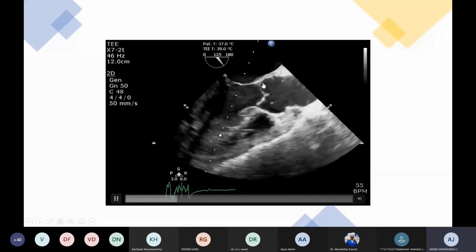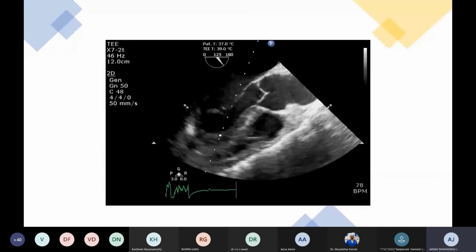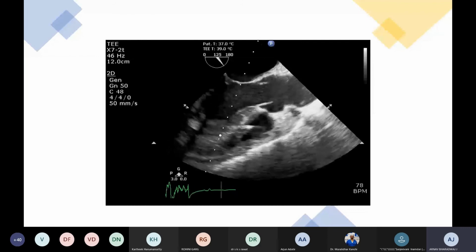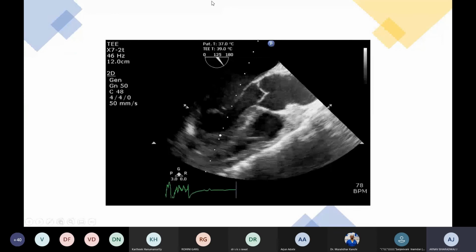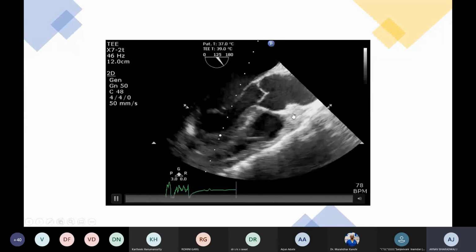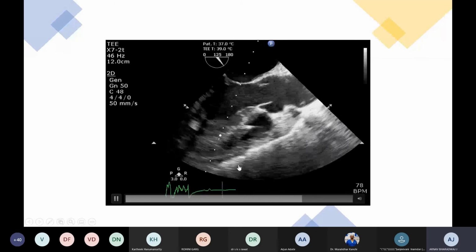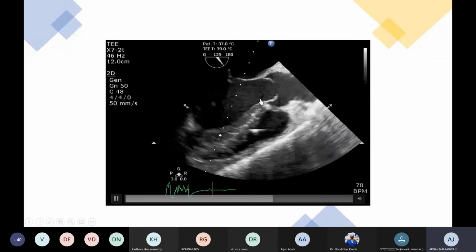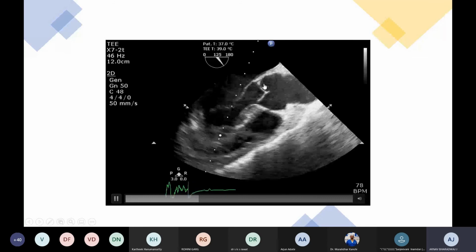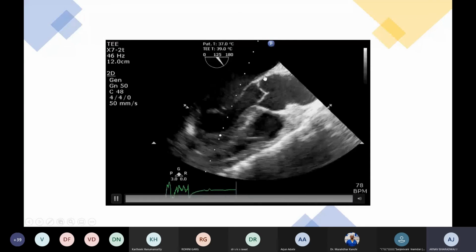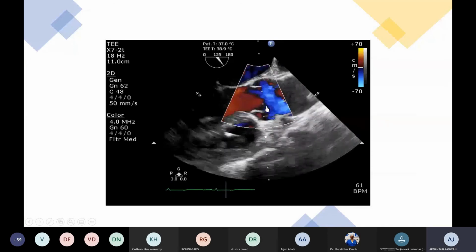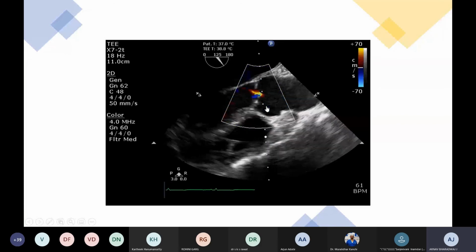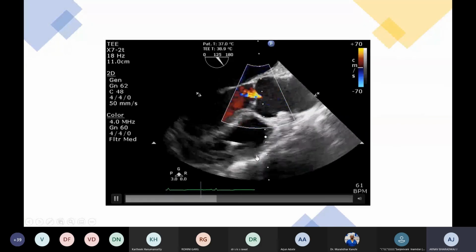You can turn the probe to the left to see the left coronary cusp, and turn the probe towards the right to see the right coronary cusp. These are the structures we see here: the sinuses of Valsalva, the sinotubular junction and the tubular portion of the ascending aorta. These are the anatomical structures we see, and here we can see any valve prolapse, calcification of the aortic valve, and any rupture of the sinus of Valsalva. All these things we can see in this view. This is the color flow Doppler we put. We can see a mild aortic regurgitation jet in the center.